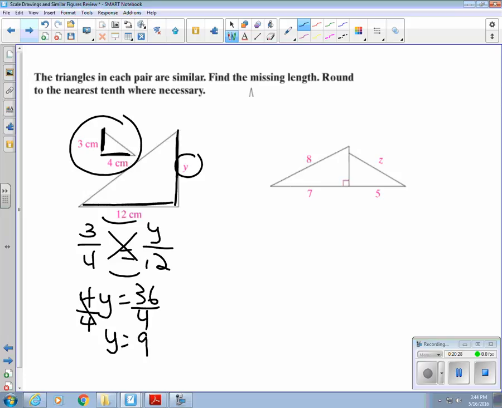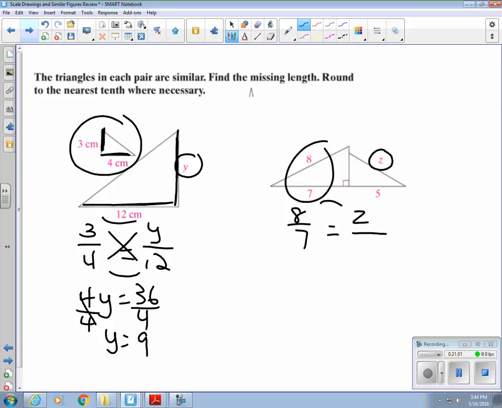One last one. Again, they took one of these triangles and flipped it so that they're not lined up the same way. So you've got to be careful when you make your proportion. From this triangle, I have 8 and 7, so it's just 8 over 7. From the other triangle, Z is corresponding to 8 because they're both on those downward slanted lines. So I'm going to say Z is up top because these two are corresponding.